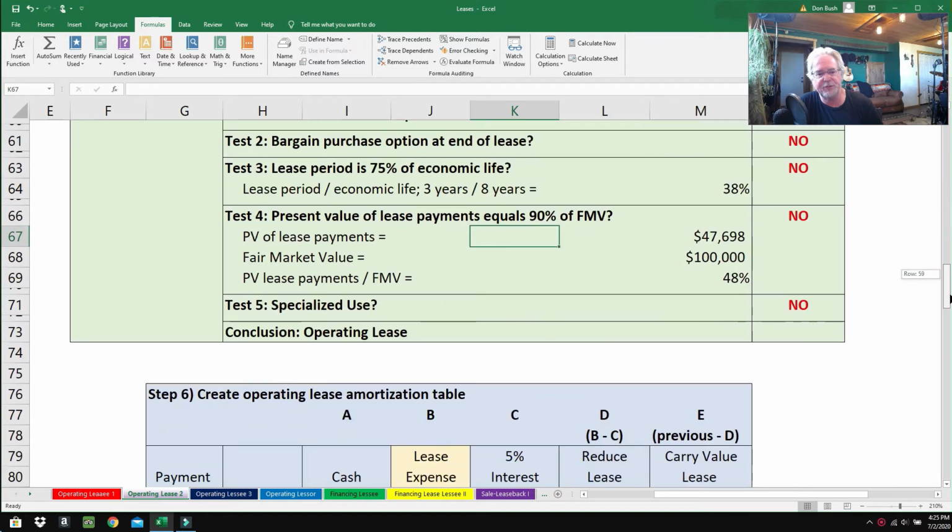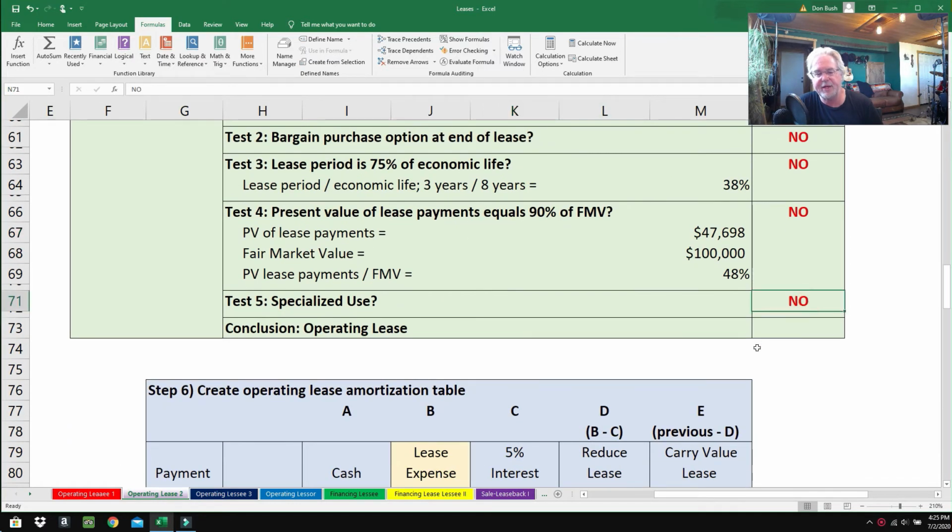Specialized use, we talked about that. That truck is simply a truck. It's not specially built for the construction company. So, since we answered no to all of these, the conclusion is it's an operating lease. What an operating lease means is the construction company is not buying the truck, but they do have to include the asset and related liability on their balance sheet. That's what the new rules are about.